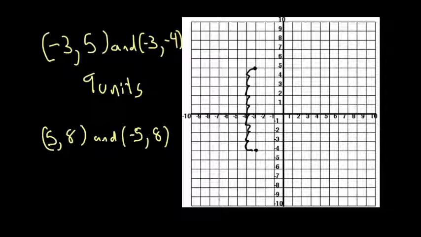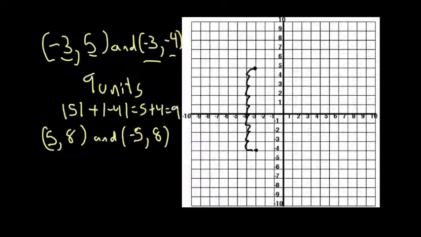Well, how can I get that without the graph? If you look, our x values are the same, so we don't need to worry about those. All you're saying is how far is it to get from 5 to negative 4? And distance can't be negative, so all you do is take the absolute value of both of those and add them together. The absolute value of 5 is 5. Absolute value of negative 4 is 4. So 5 plus 4 equals 9.